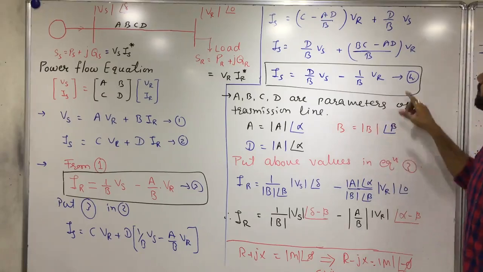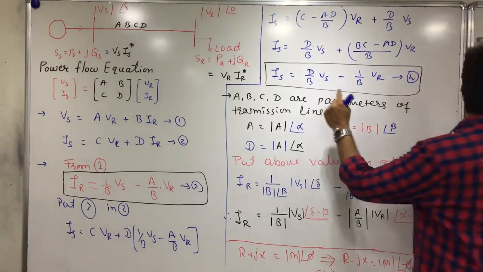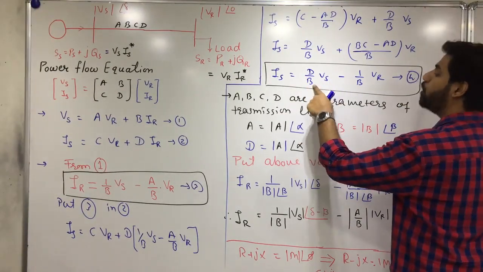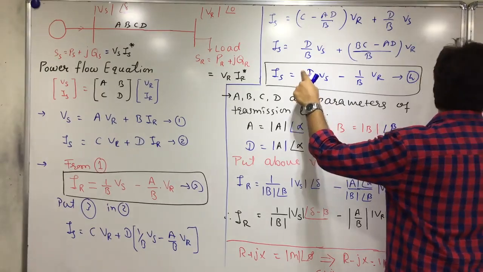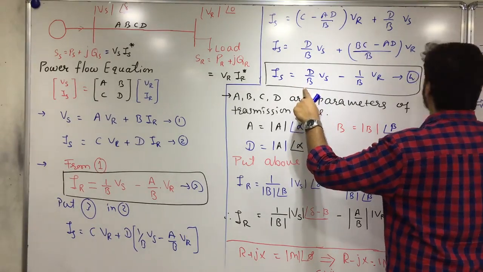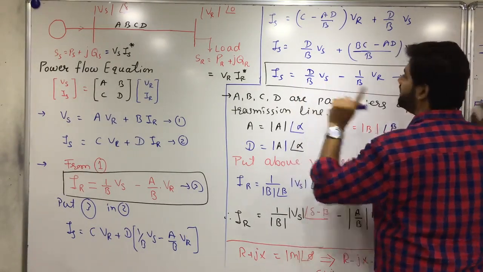Now let's put the ABCD values in equation number 4. I'll be having mod D, mod Vs, mod B. D has an angle of alpha, B has an angle of beta, and Vs has an angle of delta.